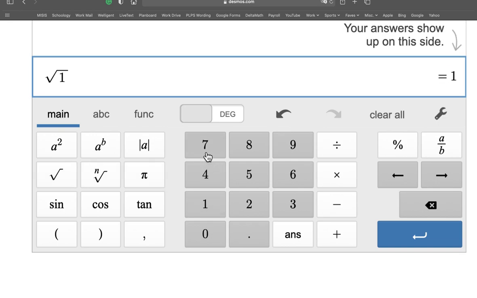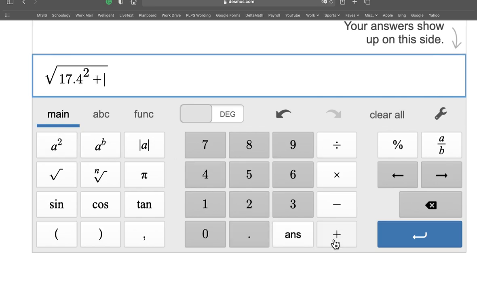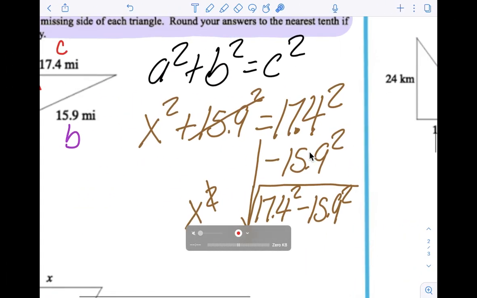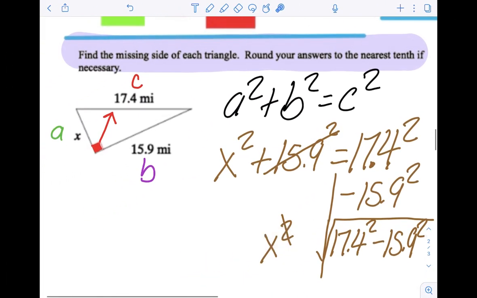So I'm going to use my calculator. Square root of 17.4 squared, a to the 2 here, right? Plus 15, no, not plus, minus 15.9 squared, right? Squared, and that gives me 7.06, right? 7.06. So this says round to the nearest tenth.